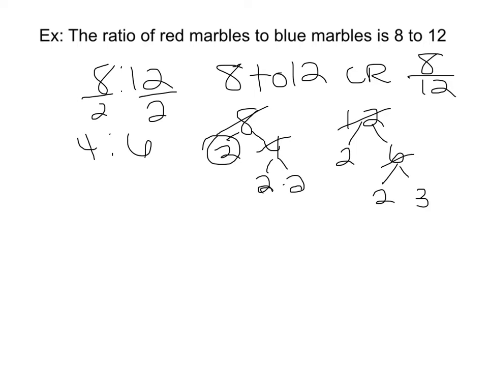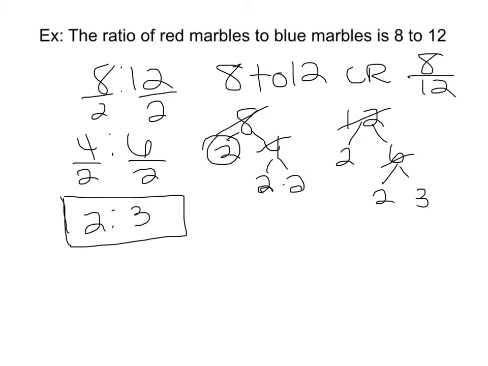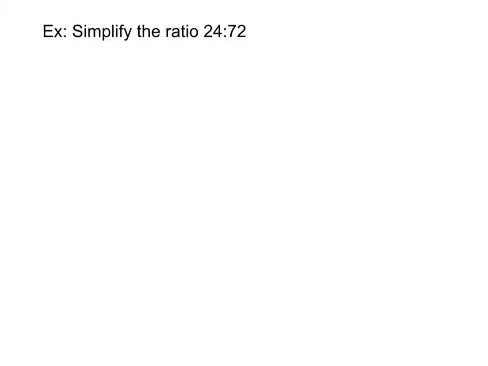Now I know that the 4 and the 6 are also both divisible by 2, so I'm going to go ahead and do another step of dividing both of them by 2 again. Now I have my ratio of 2 to 3. That is simplest form because 2 and 3 do not have a common divisor other than 1. So the ratio of 2 to 3 is the simplest form of the ratio of 8 to 12.